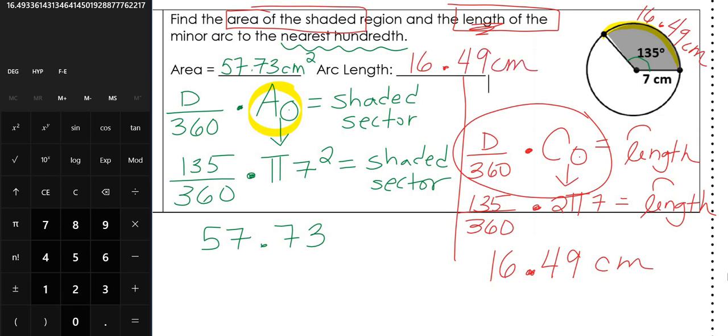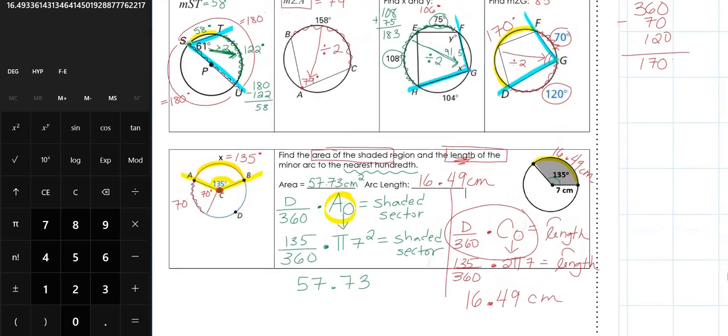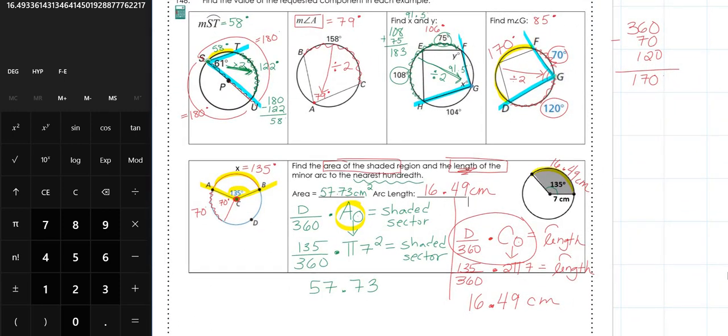Okay, so a lot of stuff with this question. Just to recap, we worked a lot with inscribed angles. We worked on central angles. And then we did sector area and arc length. So a lot of circle stuff. Let's keep moving.